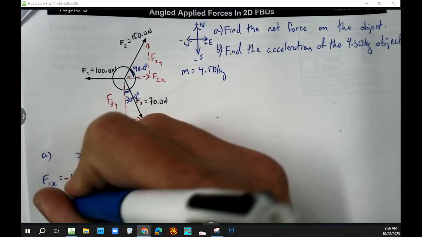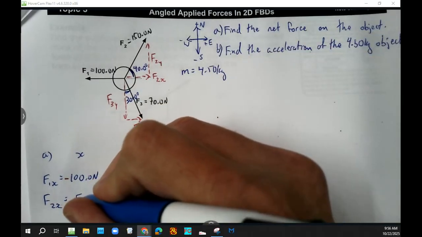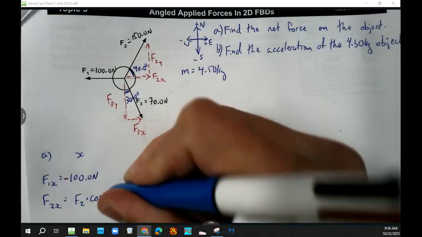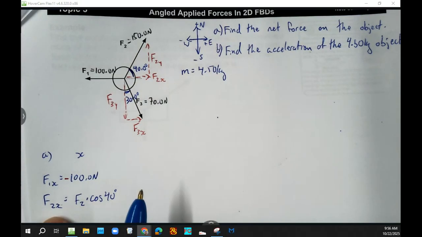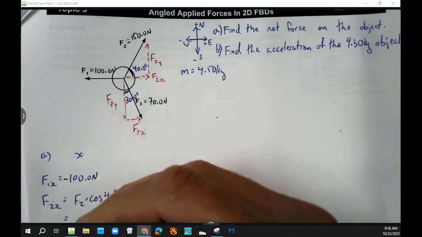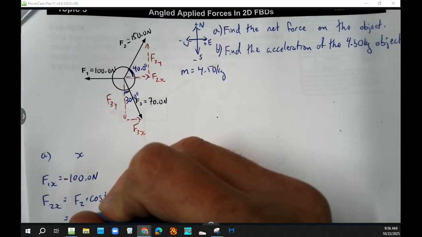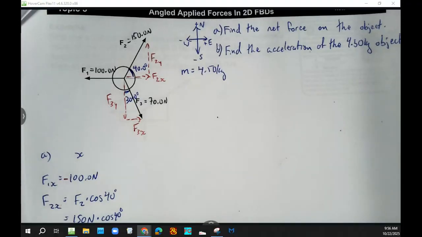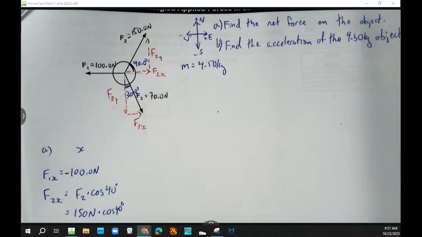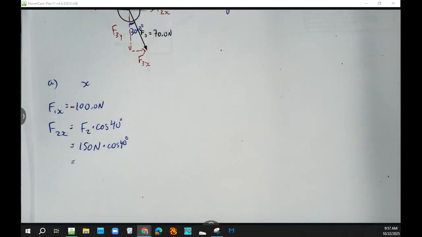F2X. F2X is going to be F2 times cosine of 40 degrees. Now you can look at your SOHCAHTOA if you like. Cosine of 40 is adjacent over hypotenuse. The hypotenuse is F2. The adjacent is F2X. I've already rearranged it for myself, okay? So F2X is F2 cosine of 40. And I could plug in my values. I've got my F2, 150 newtons, times cosine of 40 degrees. I need somebody with a calculator for this one. What's 150 cos 40?